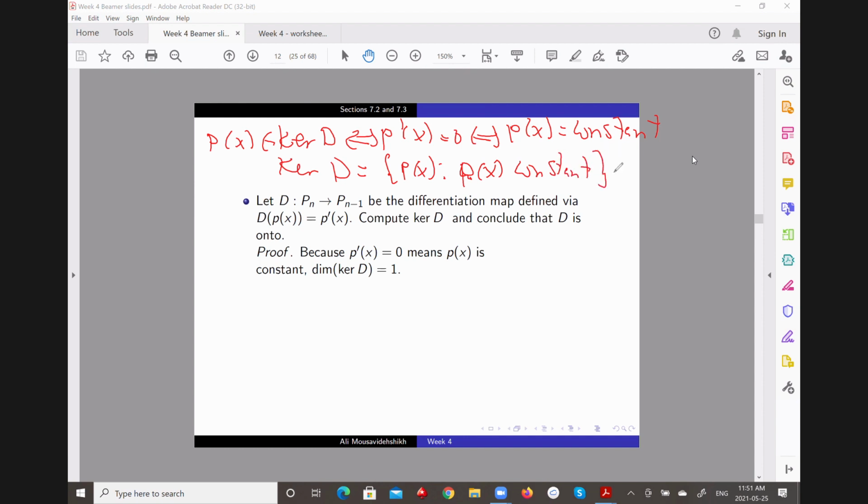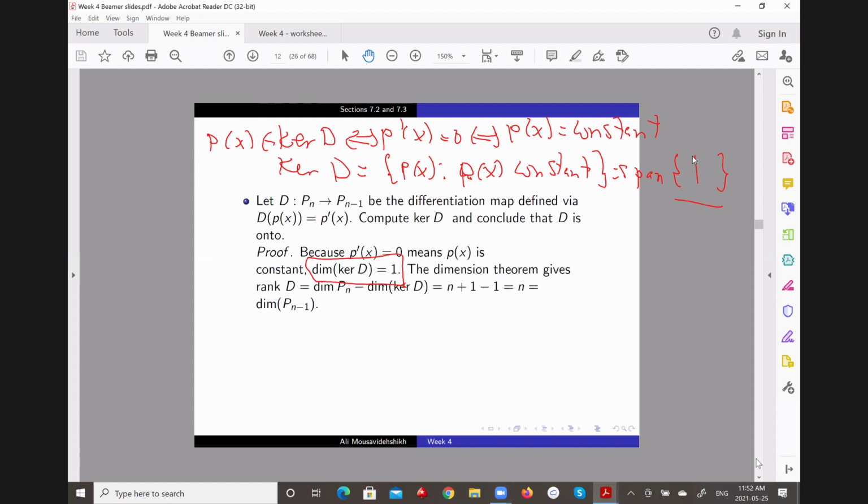By the way, how would I write this as the span of what? What would I put in here? 1. You could put any non-zero constant, in fact, but 1 will do. And as you can see, remember, this is linearly independent. Why? Because it's non-zero. So this tells you that the dimension of the kernel of D is 1, because there's one vector in its basis.